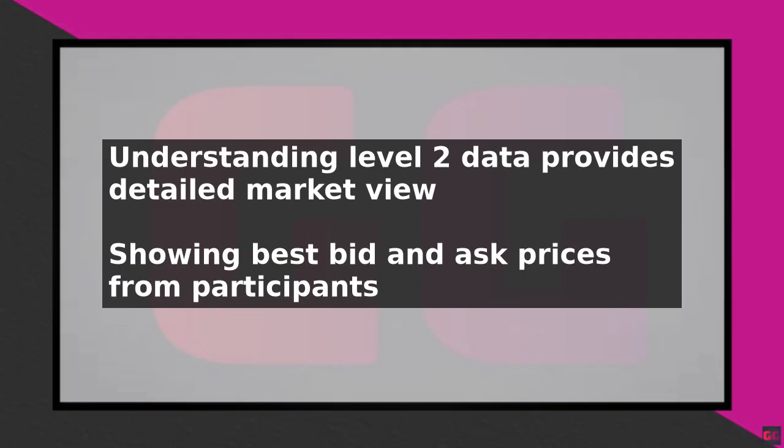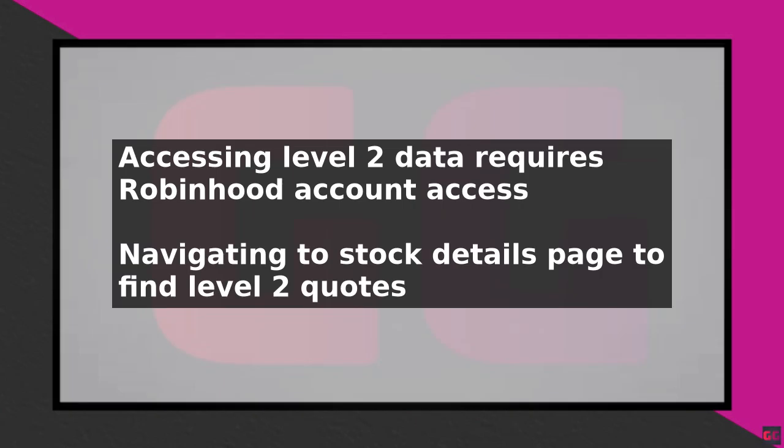First, ensure you have a Robinhood account with access to Level 2 data. Then navigate to the stock you want to view. Look for the chart or stock details page, where you can usually find a button or link to access Level 2 quotes. Once you have accessed the Level 2 data, you will see a list of prices and the number of shares available at each price.